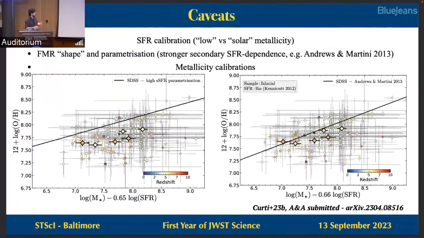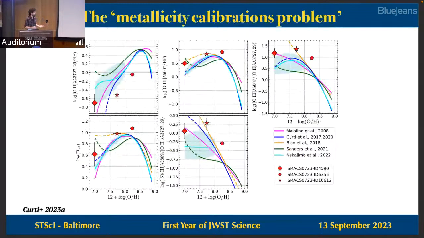Okay, but there are a few caveats that have to be taken into account. First, of course, is what star formation rate calibration you are using here. Ideally, one should use star formation rate calibrations to convert emission line fluxes like H-alpha to star formation rate which are better suited for low metallicity galaxies rather than for solar metallicity. Then, of course, there are different parameterizations of the FMR at low masses and high star formation rate. And then there are the usual problems with the metallicity calibrations: are we happy with the way in which we are measuring metallicities in these galaxies from emission line ratios? That has been discussed by Michaela before.